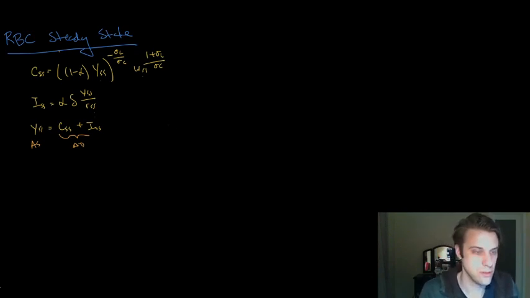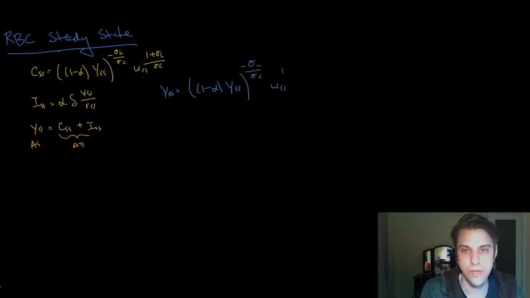Let's do it. Give myself a nicer color. Maybe I like that blue color. Use that one a lot. So we're going to have Y_SS is equal to C_SS, which is (1 minus alpha) Y_SS to the minus sigma_L over sigma_C, times W_SS to the 1 plus sigma_L over sigma_C, plus alpha delta Y_SS over R_SS.